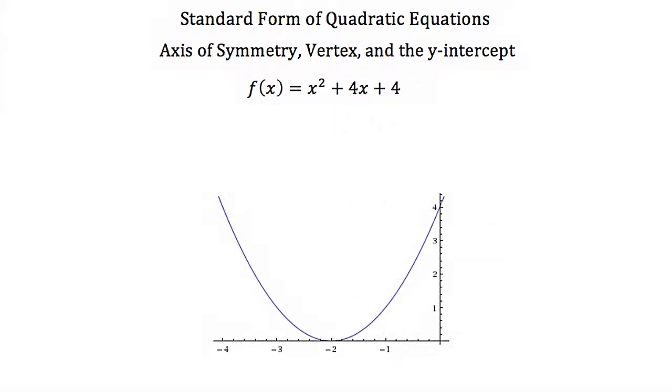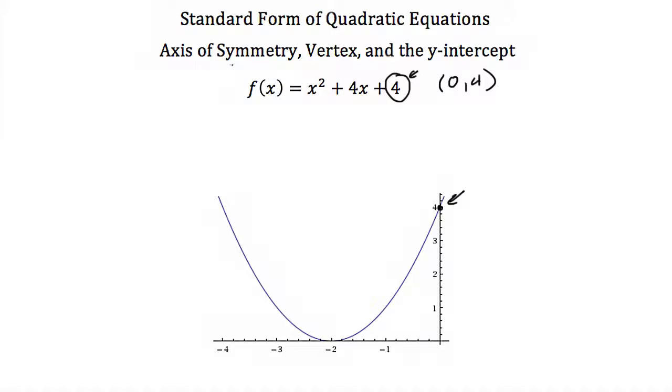So let's go back to our original graph. Here we have f of x is equal to x squared plus 4x plus 4. Our y-intercept then should occur at 0, 4, because that's our constant term, and that's just supposed to be our y-intercept. So if we go down here, we can see it does indeed occur at 0, 4.